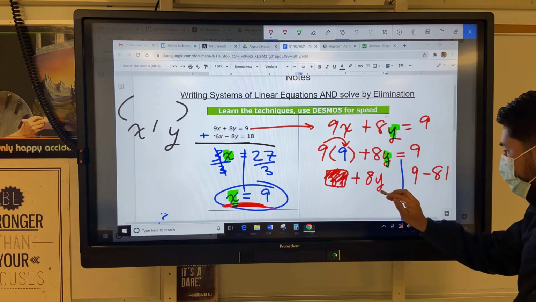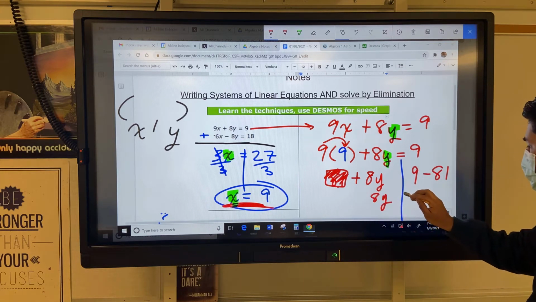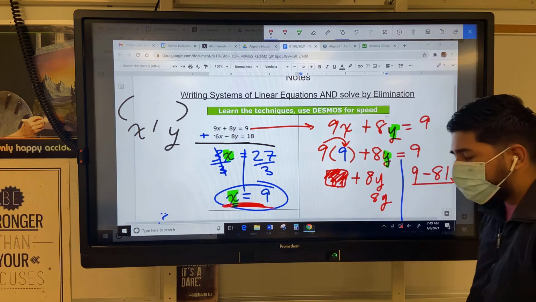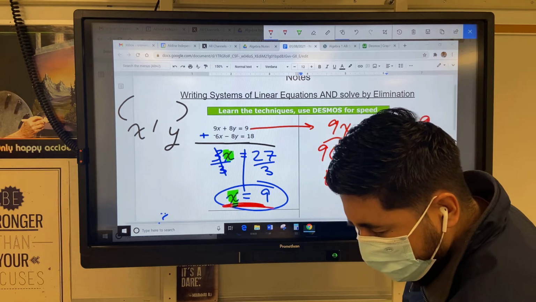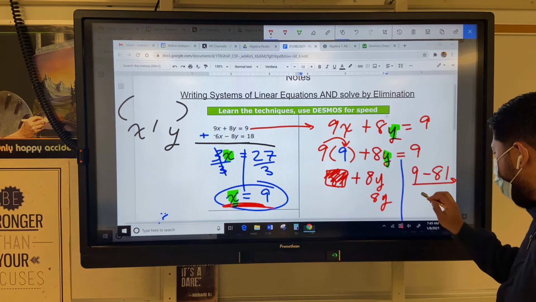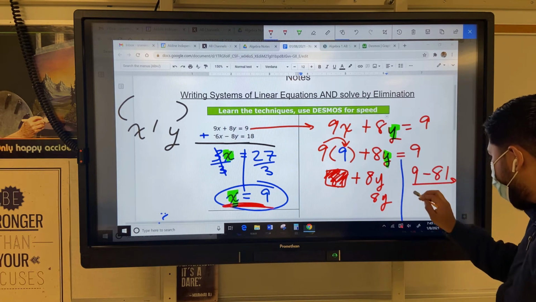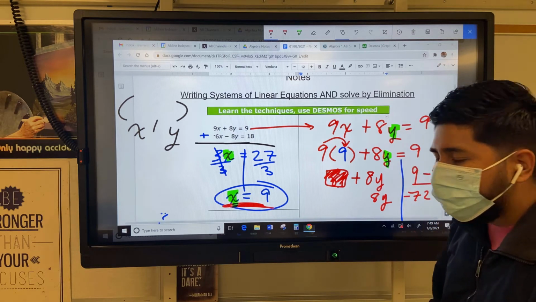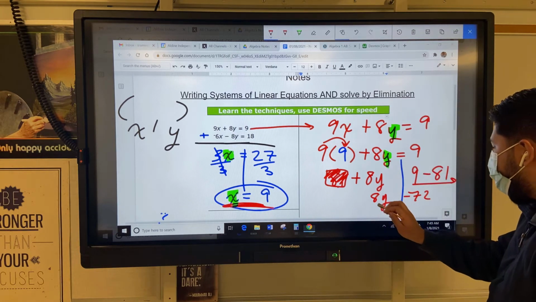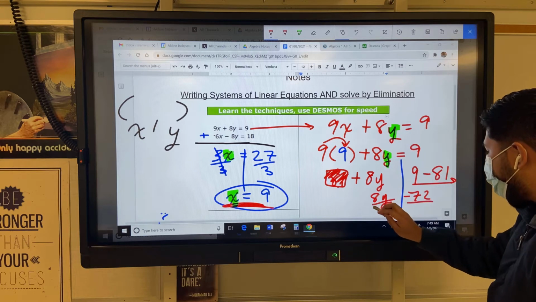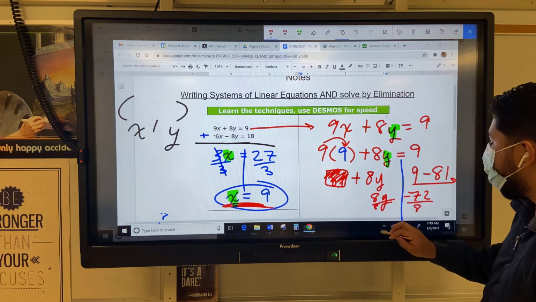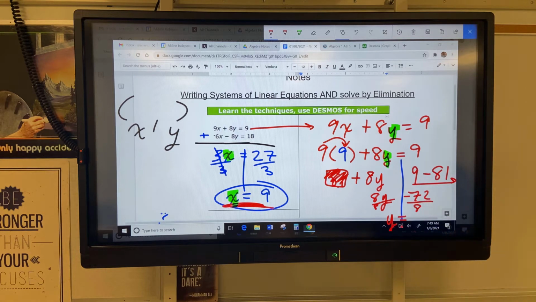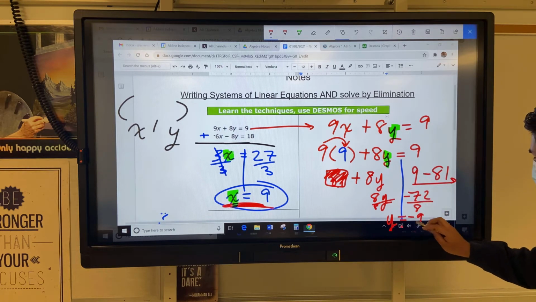And let's start doing it. 8y. 9 minus 81. Calculator real quick for me. I think it's negative 72. Right? Yeah. Negative 72. How do I get rid of the 8? Divide by 8. My y equals negative 72 divided by 8, negative 9.